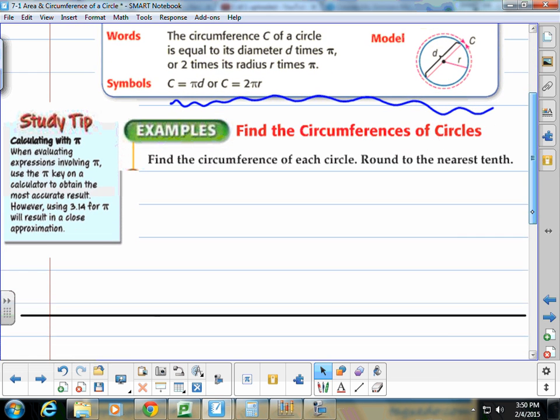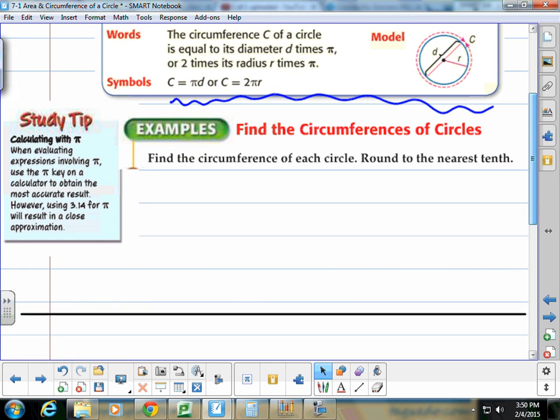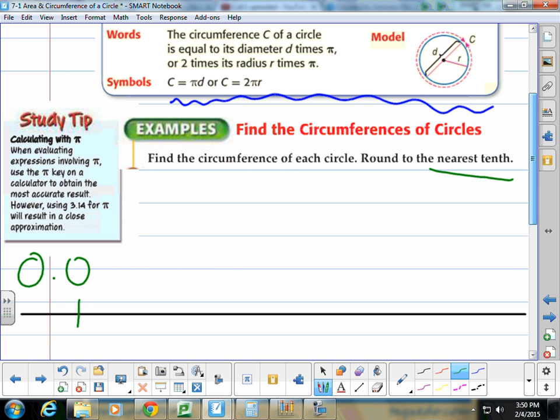Okay, so find the circumference of each circle. Round to the nearest tenth. Remember to read directions really quickly on rounding. You have to remember that this right here is the tenth place. To round to the tenth place, you have to look at the hundredth place, and if this number is 5 or higher, you round up. If this number is below 5, like 4 or less, then you just leave the number as it is. Okay, we struggle with rounding sometimes, so make sure we read directions and keep rounding in mind.